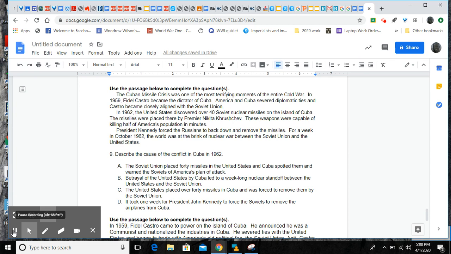Number nine is pretty simple and is answered in the passage, and it also requires you to recall what you've read in the past about this incident. But there's only one straightforward answer. You just got to make sure you read it carefully.